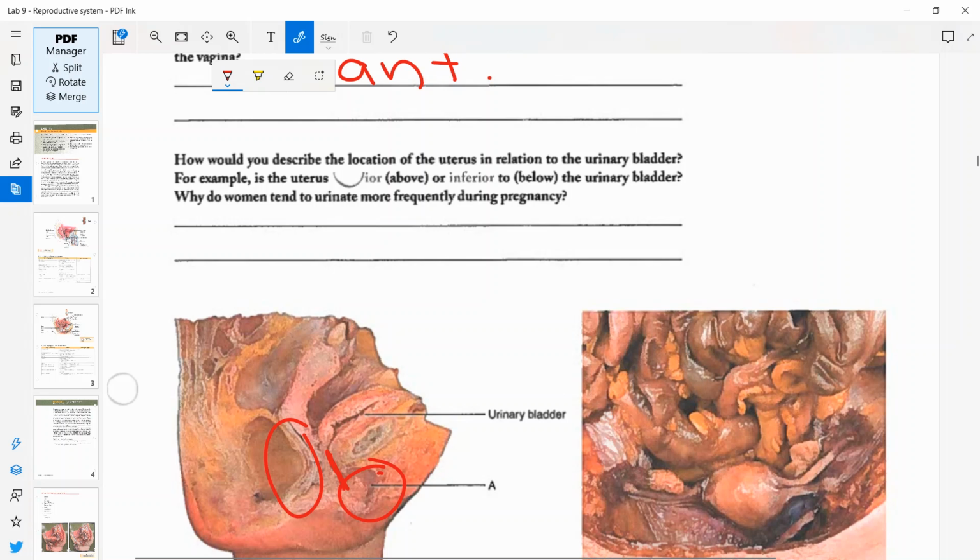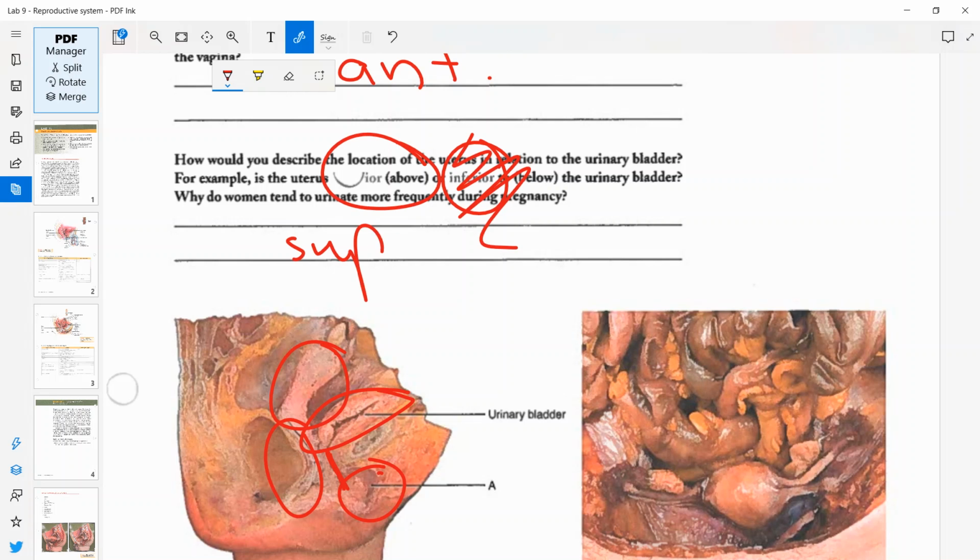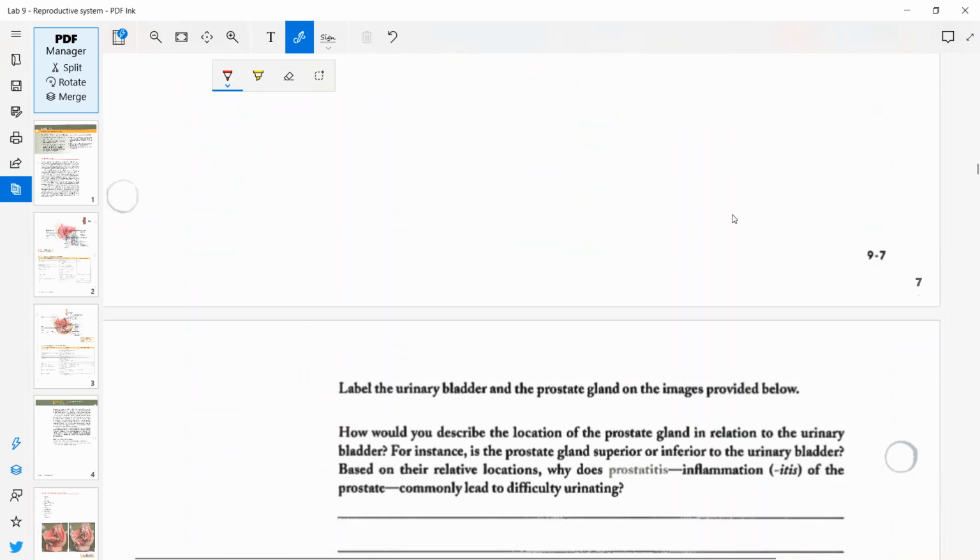How would you describe the location of the uterus in relation to the urinary bladder? That seems to be relatively simple. Here's uterus. This is urinary bladder. So urinary bladder is located inferior, uterus is superior to urinary bladder. Women tend to urinate more frequently during pregnancy because uterus, where fetus is, presses on the urinary bladder and makes them urinate.